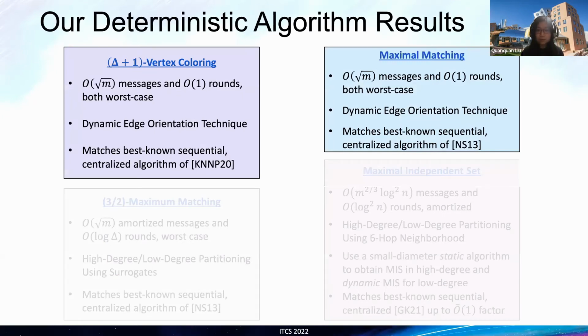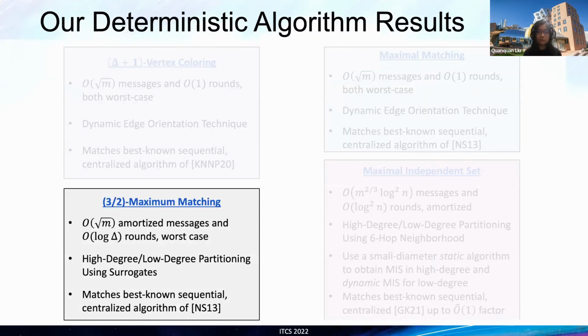Specifically, for delta+1 vertex coloring and maximal matching, we show dynamic distributed algorithms using O of square root of m messages and O of 1 rounds, both worst case, and the message complexity exactly matches the update time of the best known sequential centralized algorithms. Both of these results use dynamic edge orientation techniques, where we maintain edge orientations dynamically such that the edges are approximately oriented from nodes with smaller degree to their larger degree neighbors. You can refer to our paper for specific details about these algorithms.